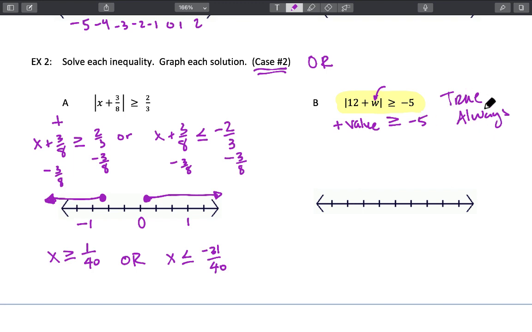And when it's true always, what we're going to say is that there are going to be infinitely many solutions. And when there are infinite solutions, remember this, we're going to color in our entire number line. So we'll create big, thick, dark arrows going off in both directions and a solid line between those arrows.